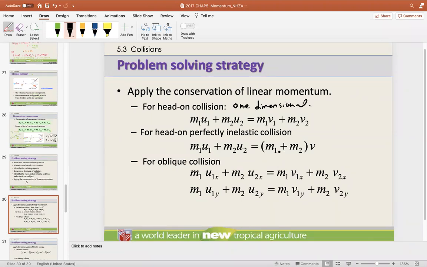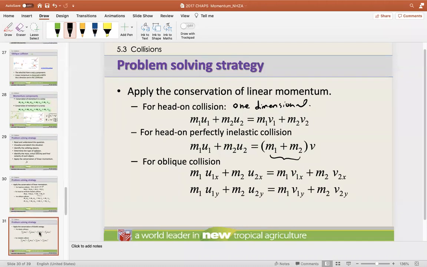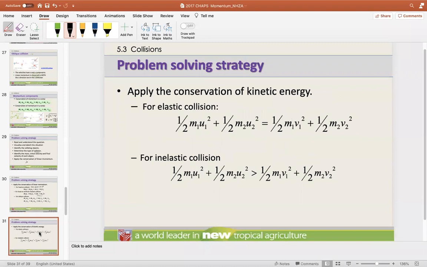If this is perfectly inelastic, you combine the mass. For oblique collision, you have to resolve the U's and the V's and then find the final V by using Pythagoras theorem. For this one, applying the conservation of kinetic energy: for elastic, the conservation of energy applies. For inelastic, it does not apply. You can only use it for cross-checking.